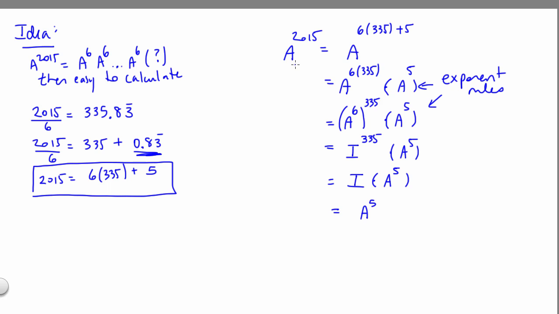All right, so what we've determined finally after all this calculation is that a to the power 2015 is equal to a to the 5th. You could leave your answer like this, or more specifically, you could go back to the previous screen and just copy out explicitly what a to the 5th was. It was the matrix 1, 1, negative 1, 0.